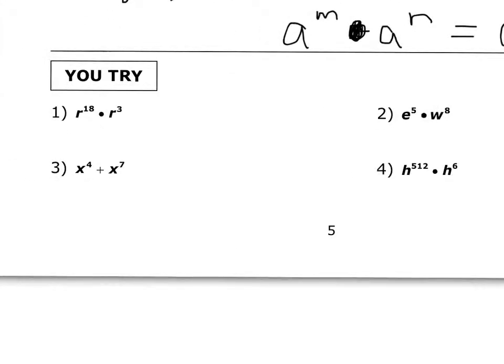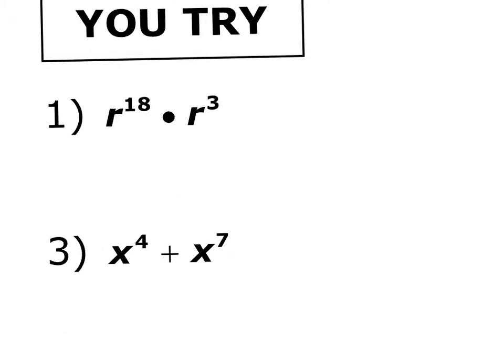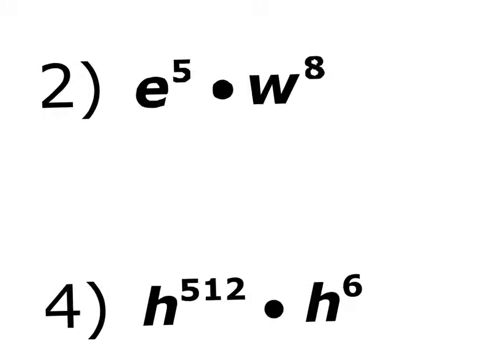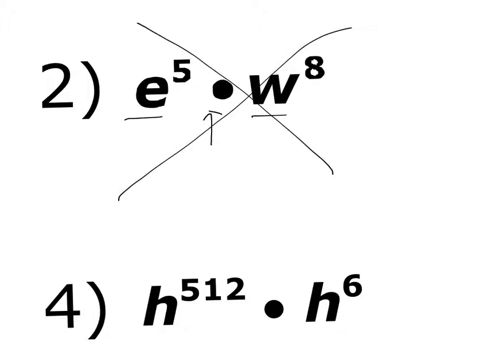Now on these, I want you to look at these 4 problems, and I want to see which ones you can simplify, which ones would work out for us. On the first one, you have r to the 18th times r to the 3rd. They have the same base. They're multiplied together, so we can add the exponents: r to the 21st. What about number 2? Are they multiplied together? Yes. Do they have the same base? No, so we cannot simplify this one any further.